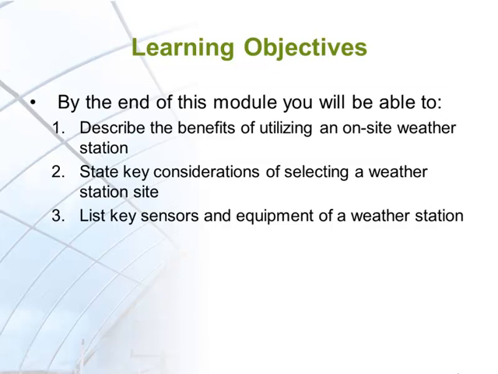The second learning objective is that by the end of this module, you will be able to state key considerations of selecting a weather station site. A weather station is installed at a location where reliable information can be collected for greenhouse climate control purposes. The third objective is that you will be able to list key sensors and equipment of a weather station.